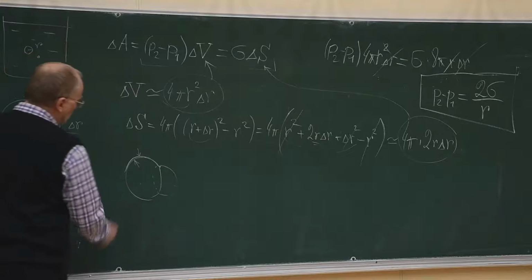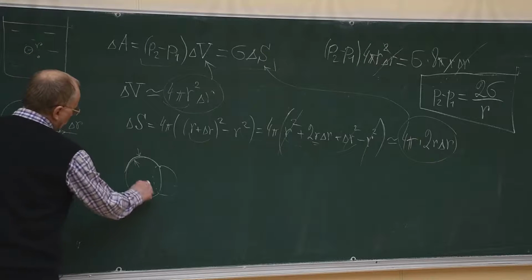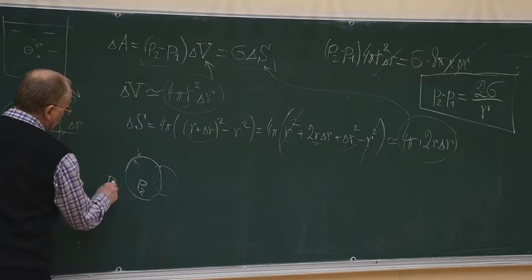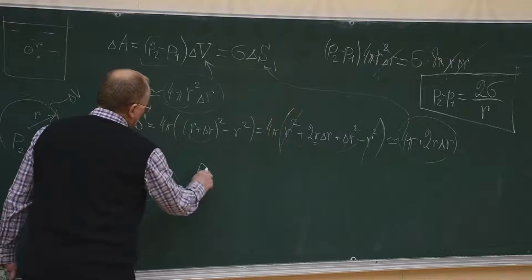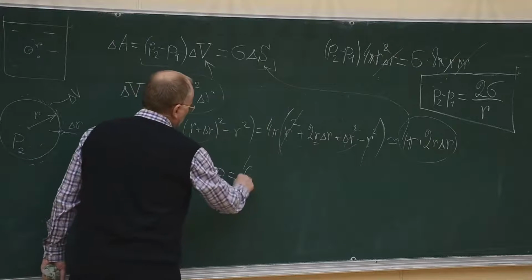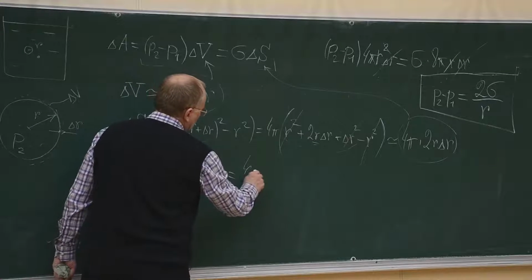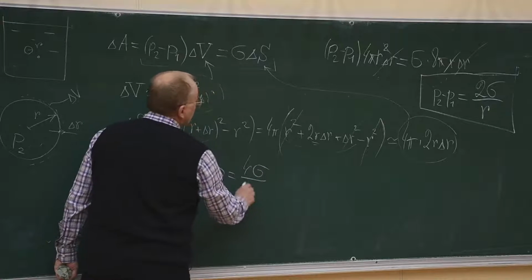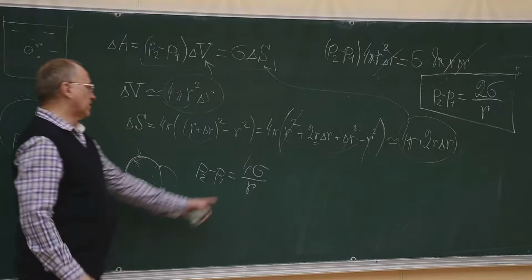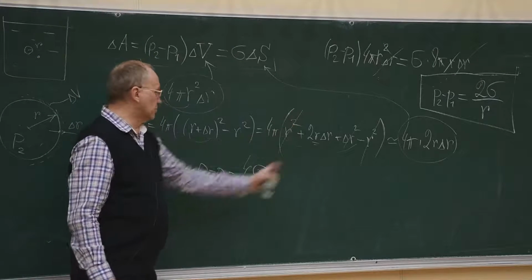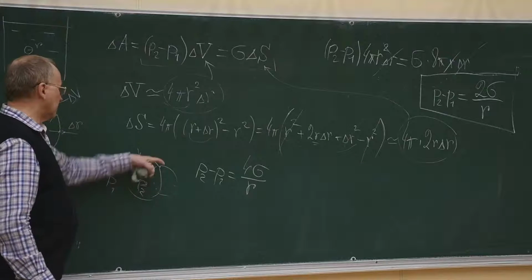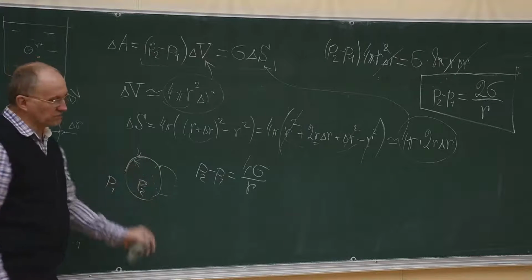So for a foam bubble, the pressure difference between the pressure inside the bubble and the pressure outside the bubble will be given by the same formula multiplied by 2, so it will be 4 sigma over the radius of the bubble. Here we have 4 instead of 2 because there are two surfaces of the bubble, the outside surface and the inside surface.